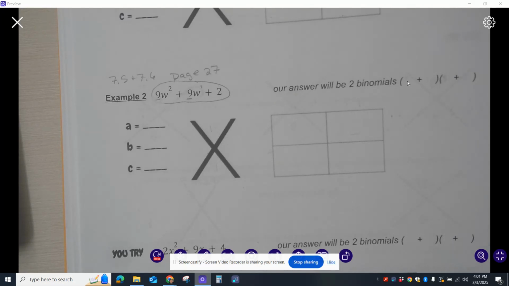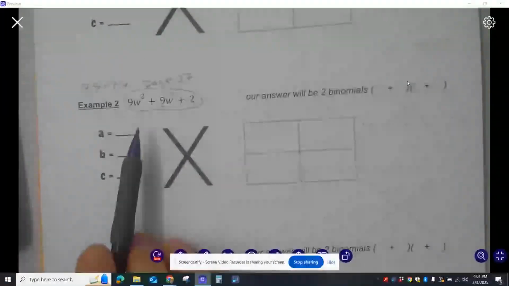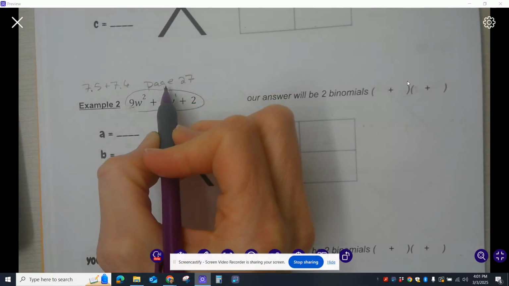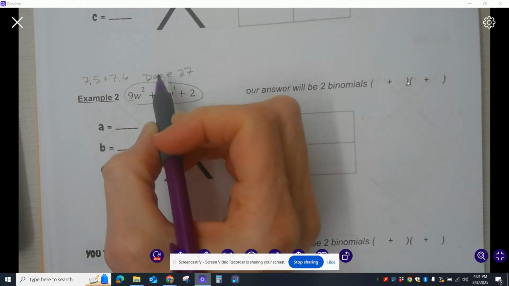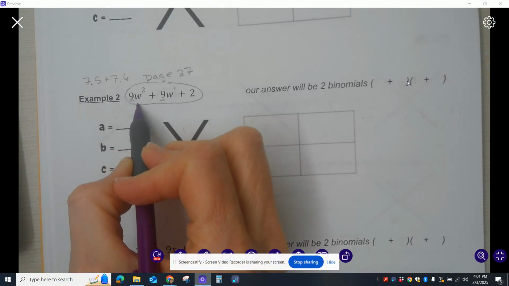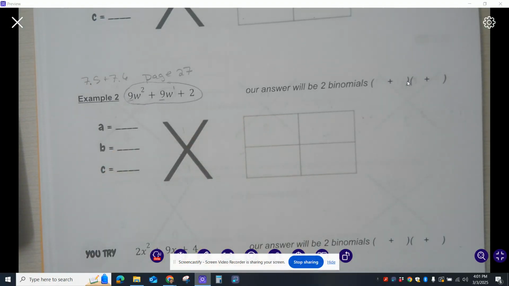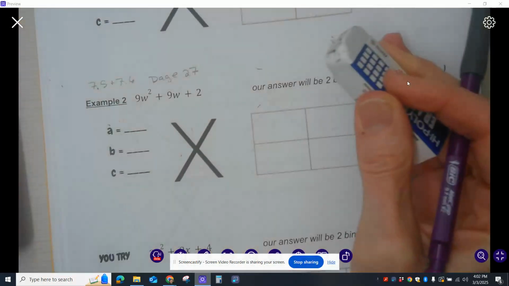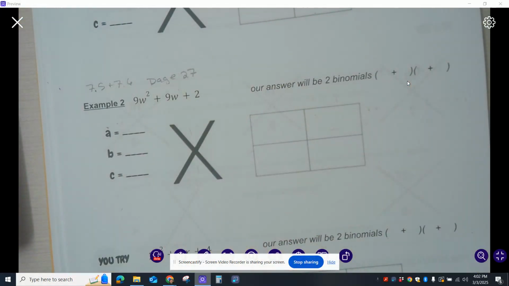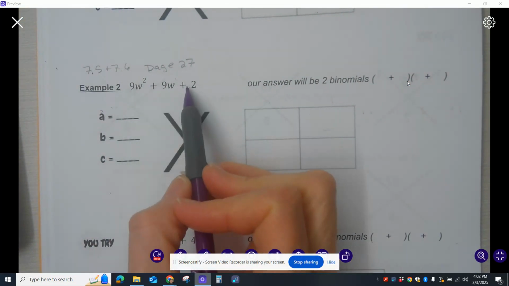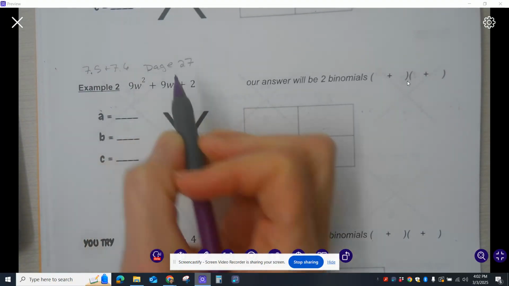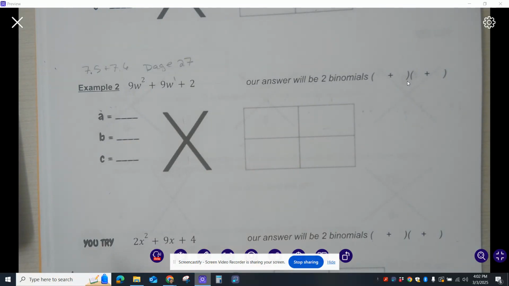Hey Algebra 1 students, this is the third video for section 7.5 and 7.6, and we are in the note packet on page 27. On this one, I'm going to erase this circle. Give me a second here. There we go. That is the trinomial, three terms in standard form because the biggest exponent is first and then the next biggest exponent. We want to check to make sure we're in standard form.